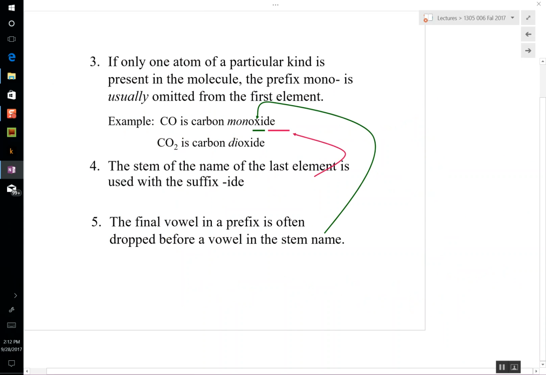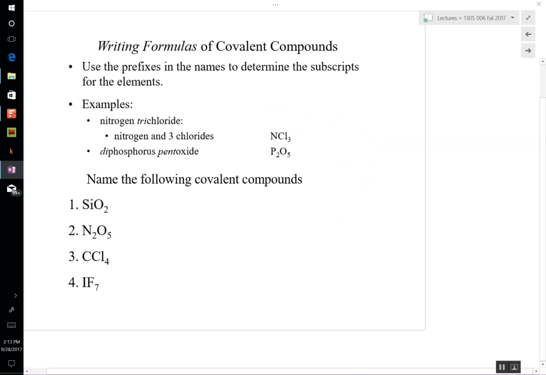All right, so here's how we're piecing them together. The second atom in there, the most electronegative atom, is generally going to change over to the IDE ending. All right, so help me out here. What is this? Silicon dioxide.